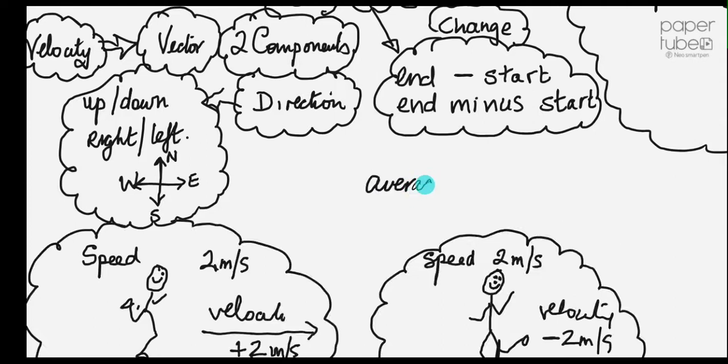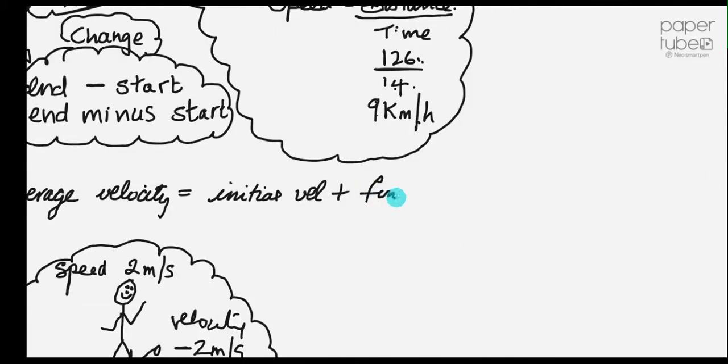And finally, average velocity. How do you find the average of a thing? You add them up and divide by 2 if there's only two things. Initial velocity plus the final velocity over 2.